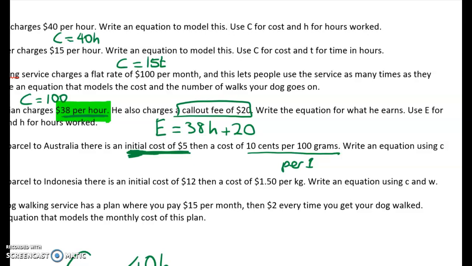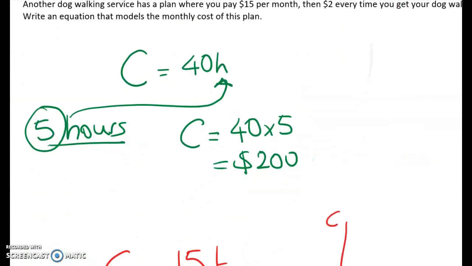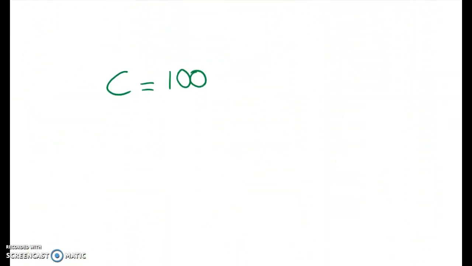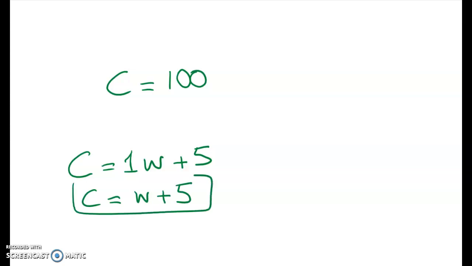And so if 1 kilogram is 1,000 grams, we're going to times that by 10, and it's going to be $1 per extra kilogram and an initial cost of $5. We need to write an equation using C and W. So C will equal 1W plus 5. Now we never write the 1W in algebra, so it will just be C equals W plus 5. And that works because everything is in dollars.